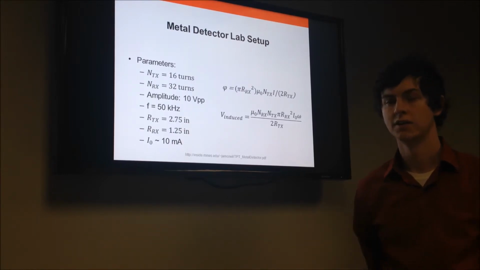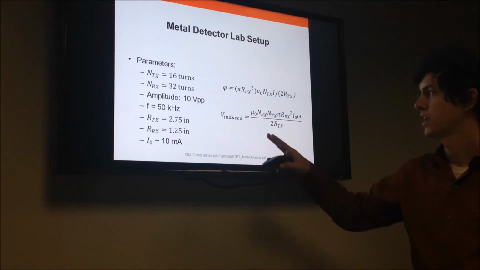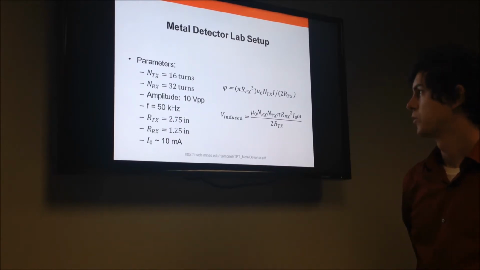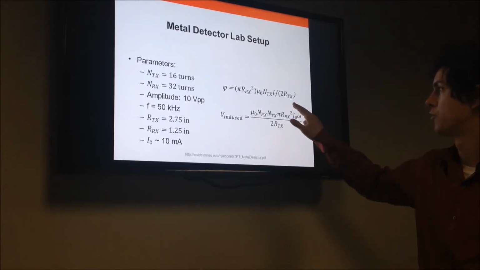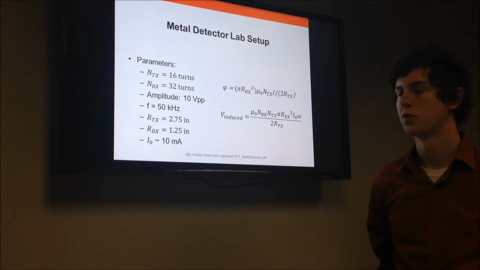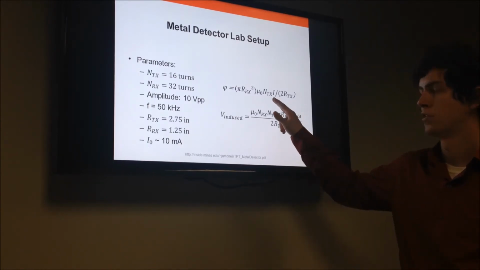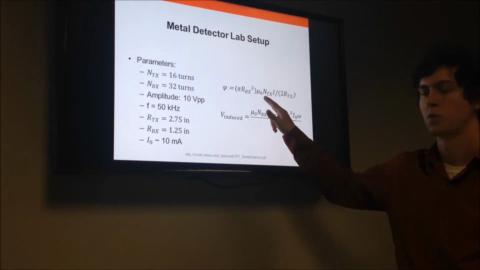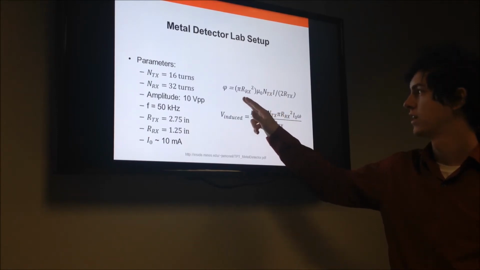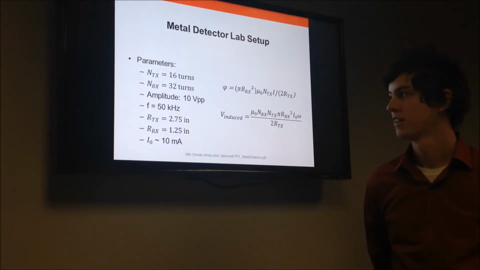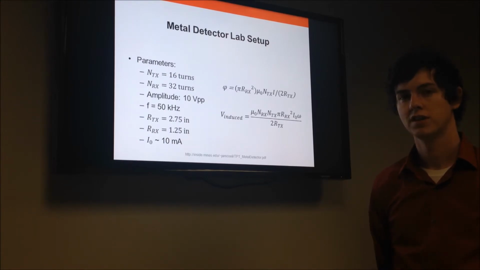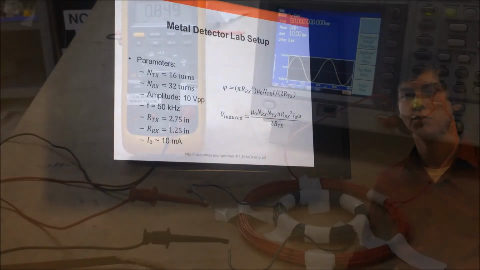And mathematically, again, you can see that your magnetic flux is related to your B, which is your I over 2 times the radius of the transmitter coil, times the number of turns of the transmitter coil, times the permeability of free space, times the area of the pickup coil. And then once you have your magnetic flux, you can use that to find your V induced.